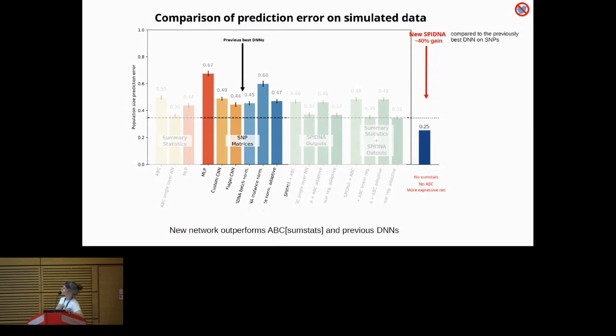So this is just the deep neural network only on the original data, without summary statistics or anything. Clearly it seemed that there was a bottleneck in the way the previous architecture was designed, and also in all the other CNNs and networks from the literature that we tested.